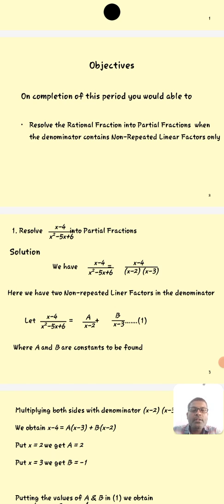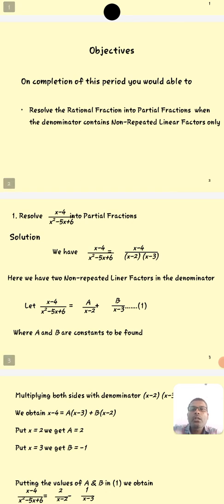Okay, what is the first method? Non-repeated linear factors are there. The factors are not to be repeated. When you compare the denominators, how many factors are there? Those factors are of which type? Non-repeated. Okay, now here resolve the rational fraction into partial fractions when the denominator contains non-repeated linear factors only.